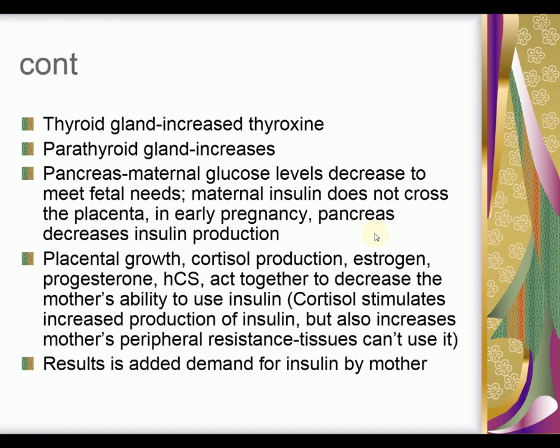So usually in early pregnancy, the pancreas is going to decrease insulin production in the maternal body so that more sugar is available to the fetus. Placental growth, corticosteroid production, all of these act together to decrease the mother's ability to use insulin. So if you take in too much sugar, you're going to develop gestational diabetes because you're not going to have enough insulin to take care of these things.